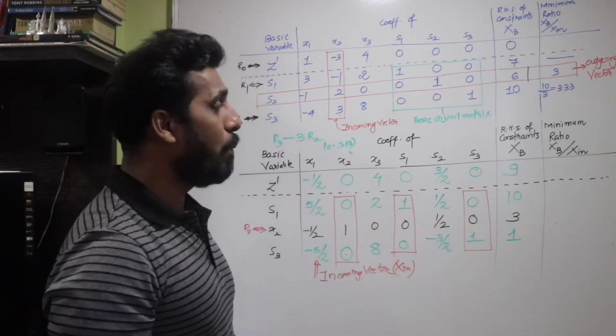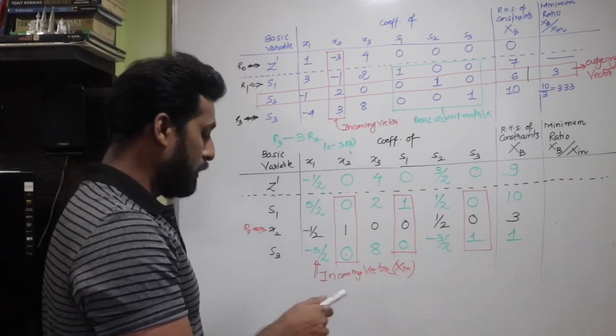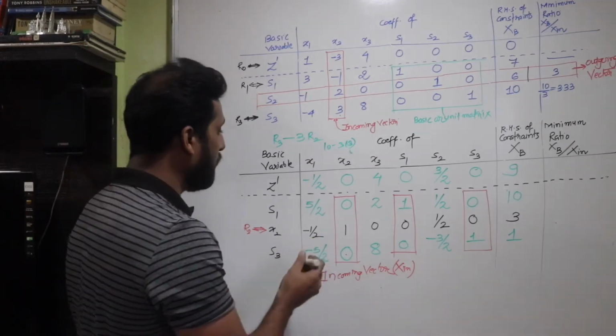Let's get the minimum ratio. Now I have decided that this is my incoming vector. This is our incoming vector.